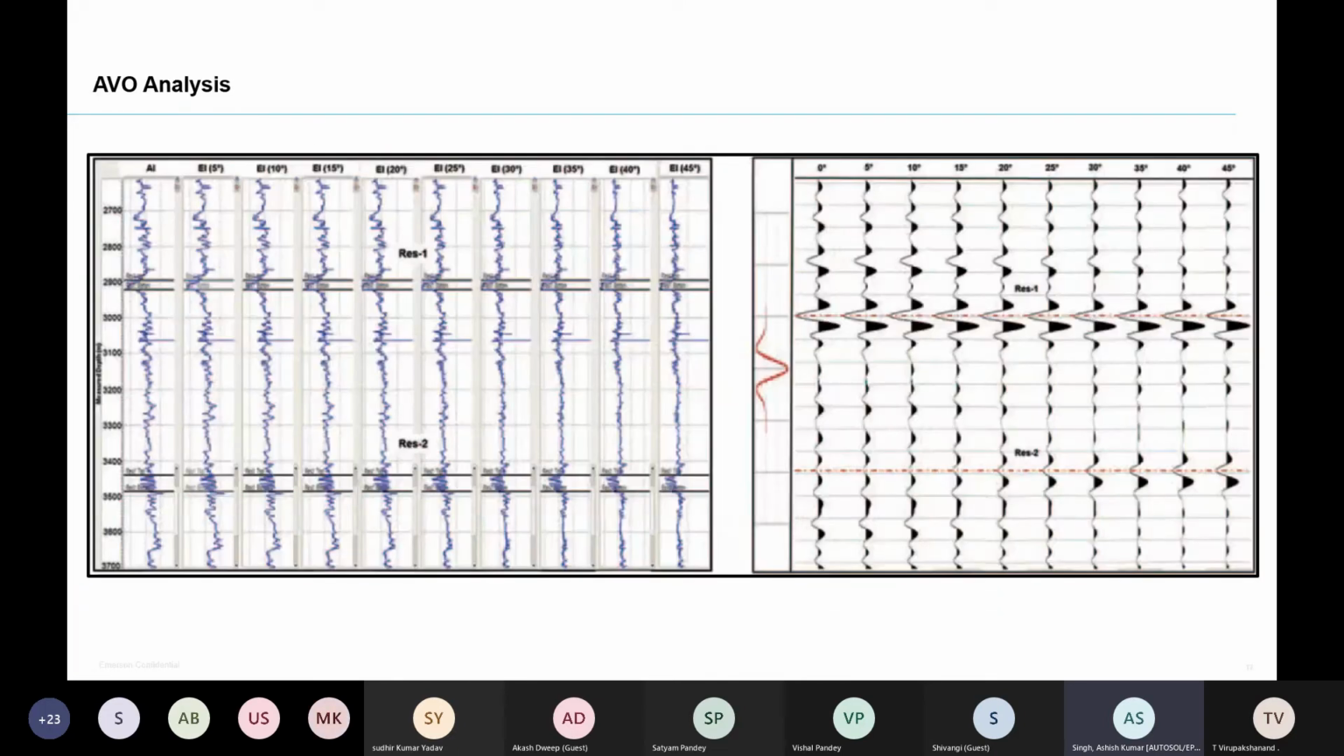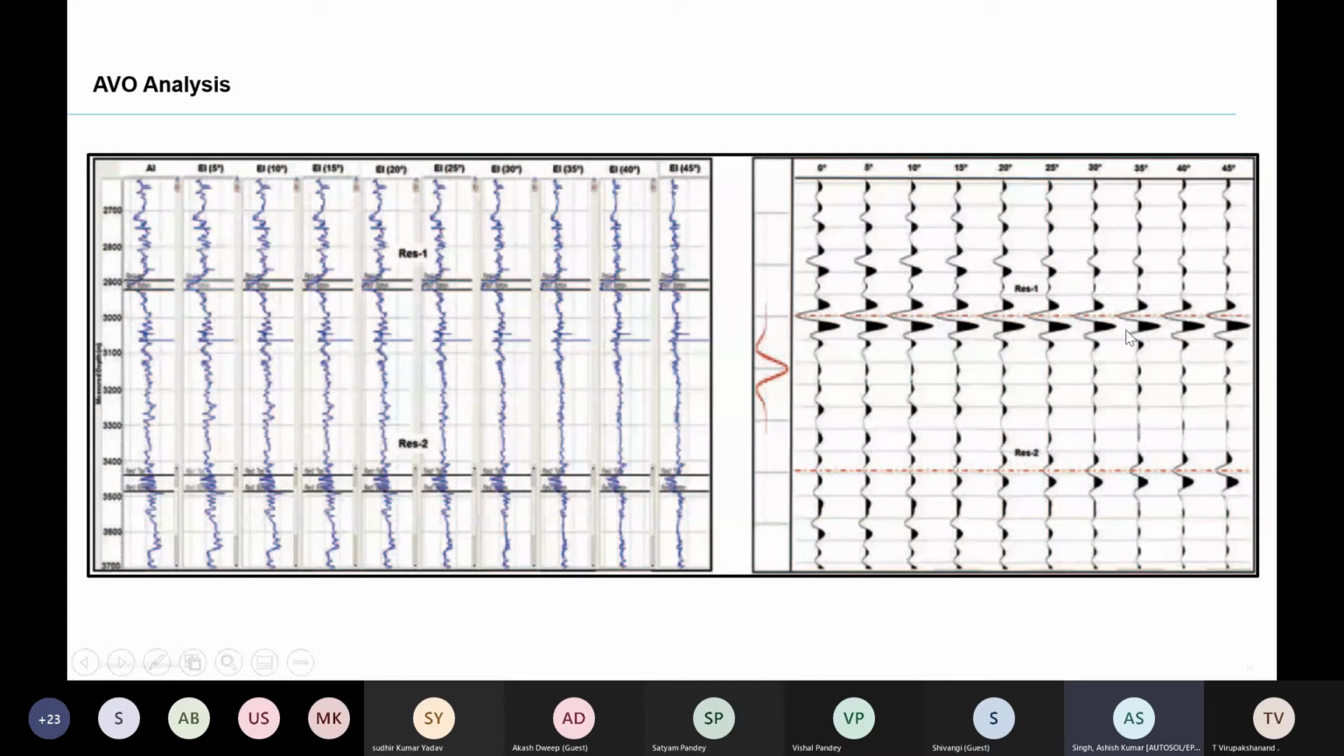So again, you can see this angle gather. There are two types of gather: offset gather and angle gather. You can use the seismic velocity to convert it to the angle gather. It is very simple.